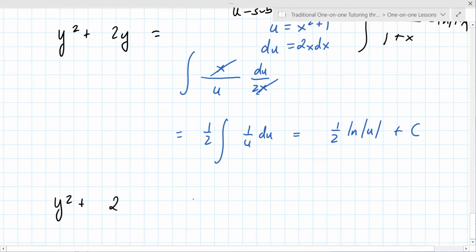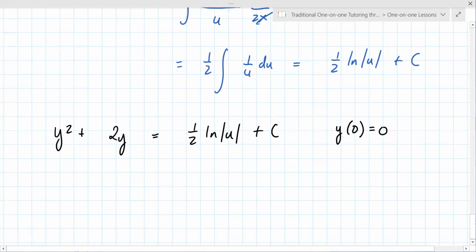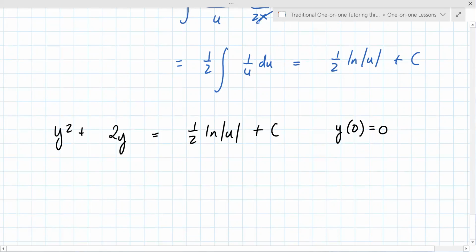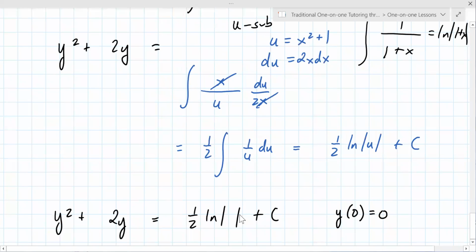y squared plus 2y equals 1/2 natural log absolute value of u plus c. And we're not done, but we've done a lot. We have to use the initial value. So y of 0 equals 0. And this is a good point in time to put that in. Okay, maybe not. Nope, I'm sorry. This is wrong. I need to back substitute my u. What was it? x squared plus 1.